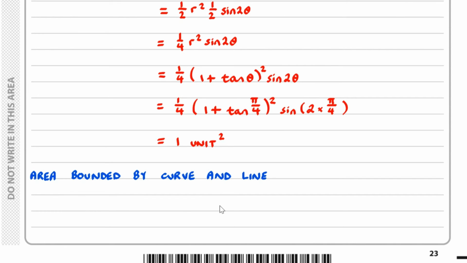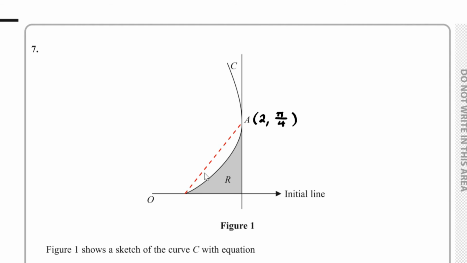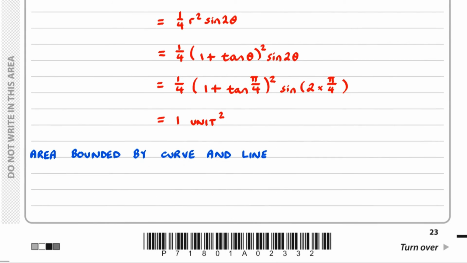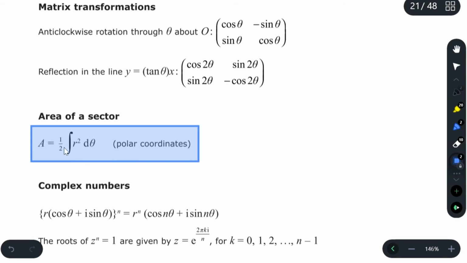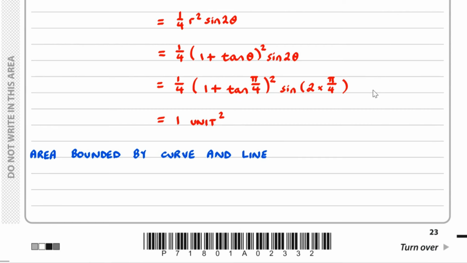We can now find out the area bounded by the curve and the line. To find out what that area is, we can use polar integration. The area is given by a half times by r squared with respect to theta in between our limits, which in our case is 0 and pi over 4.